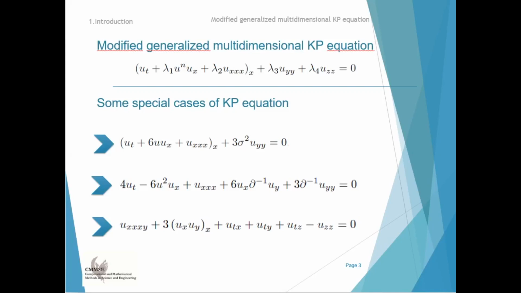The first case is with n equal to 1 and without the variable z. In the second case, this modification of the KP equation was proposed. And in the third case, Tantawy proposed this generalized KP equation.